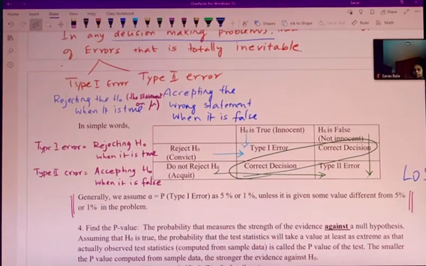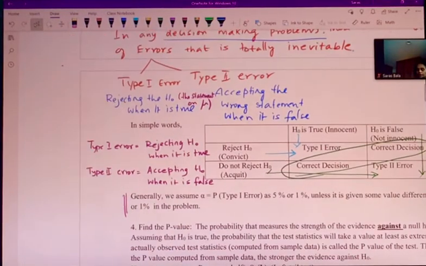So again, in short, rejecting the null hypothesis when it is true is the technical term for type 1 error. Rejecting the null hypothesis when it is a true statement is called type 1 error. On the flip side, I am accepting the wrong statement, or accepting H sub 0 about the mu, when it is a false statement. That's going to be called type 2 error.